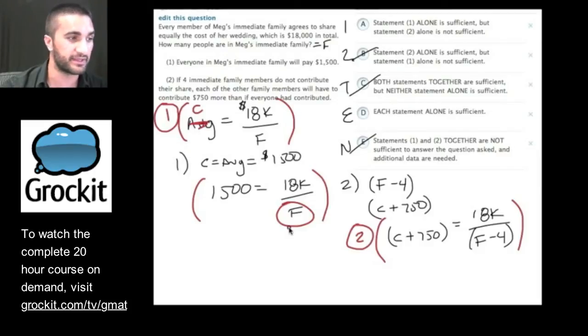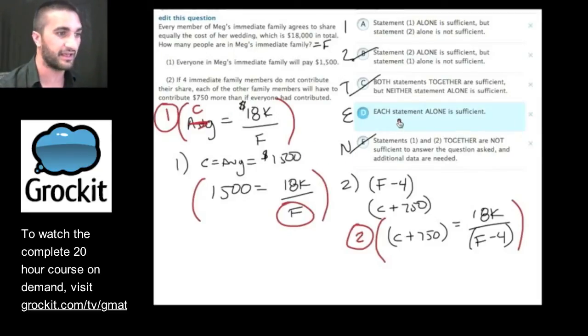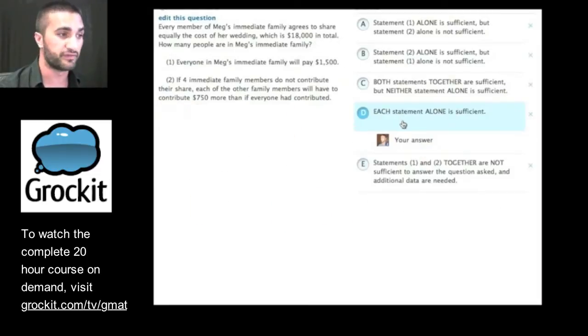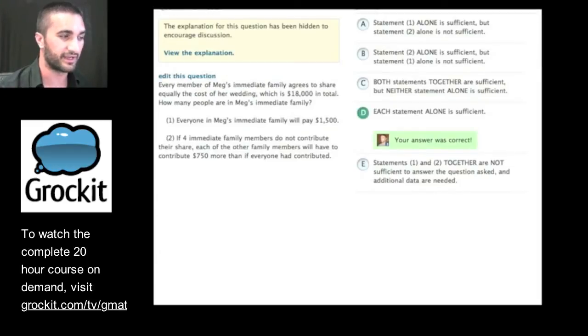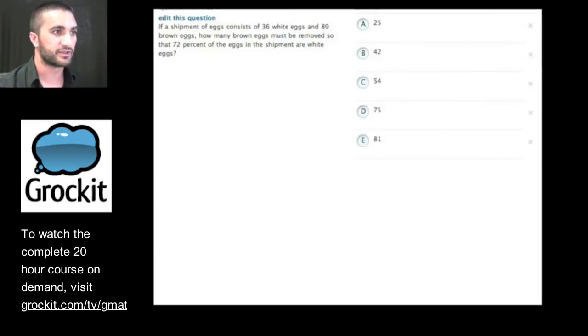Jake, should we take like the minute and a half it takes to solve this question? Not on the test. Not on the test. If you're practicing for homework, it's not a bad idea. But I'm pretty sure both of these statements alone are sufficient. We got a pretty good streak here going. Let's see if we get that right. Nice.